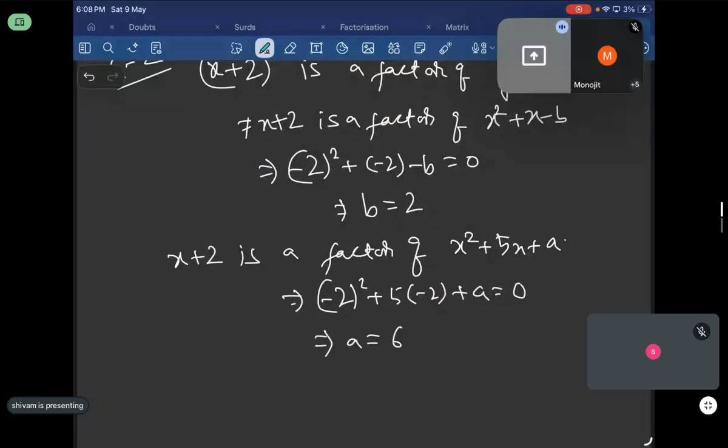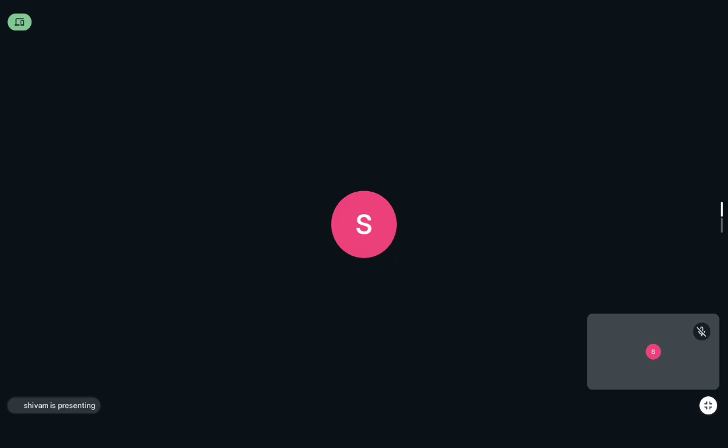Now what is f of x? f of x equal to x square plus x minus 2, that is x minus 1 into x plus 2, into x square plus x minus 6. x square plus x minus 6 will be x plus 3 into x minus 2. Right, tell me everyone.